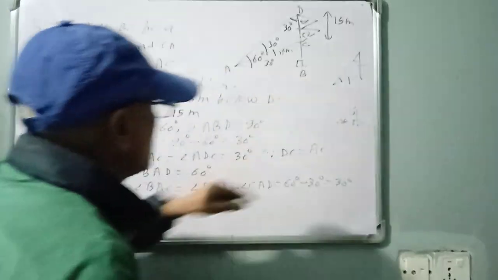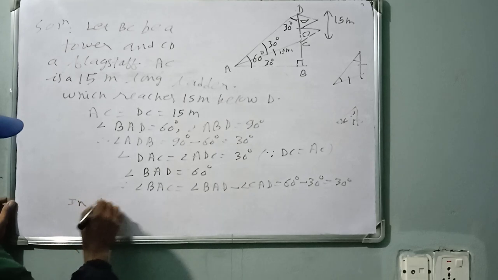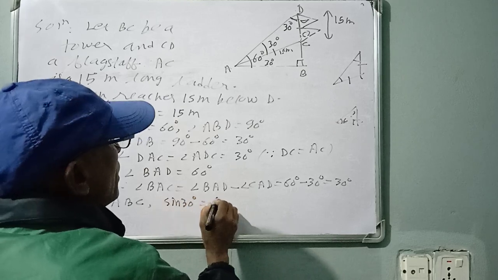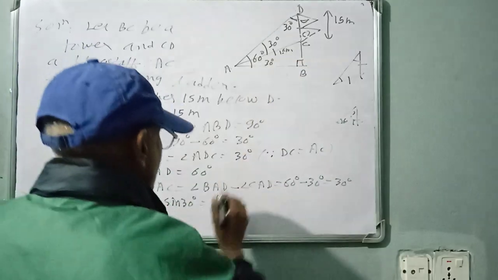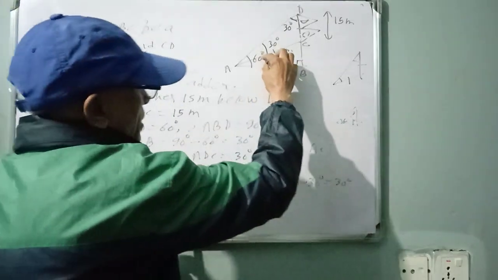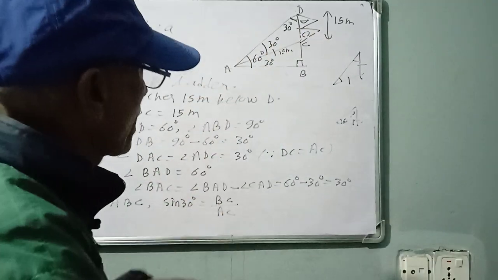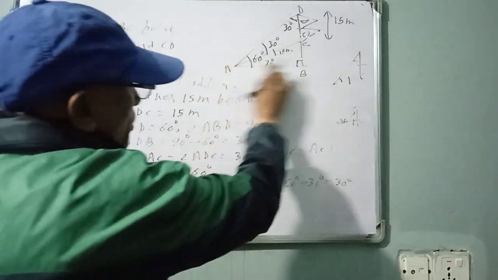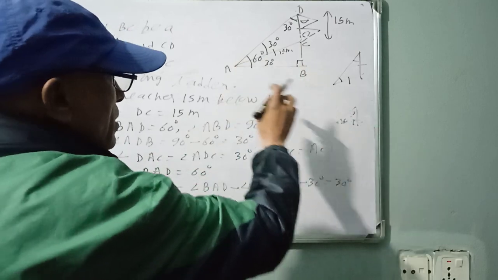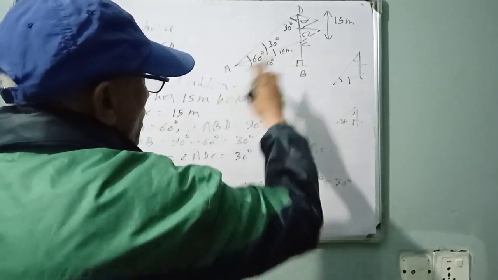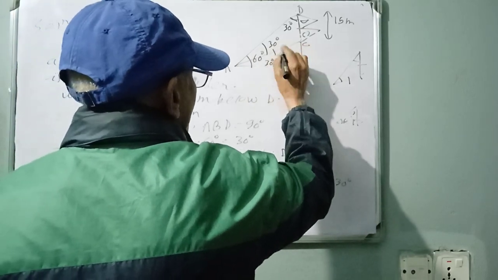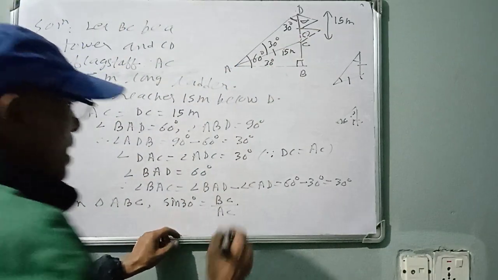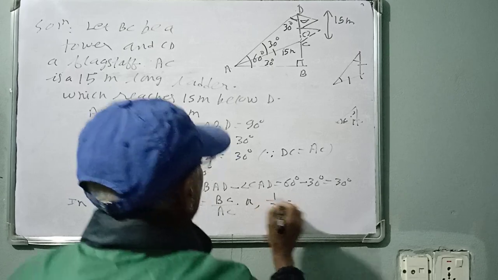Now, in triangle ABC, you can write sine 30 equal BC by AC. Remember, sine theta equal perpendicular by hypotenuse. But here, tan theta is not necessary because you don't need to find out the distance. We have to find the height. Here the hypotenuse is given. Therefore take sine 30. Sine 30 is half.